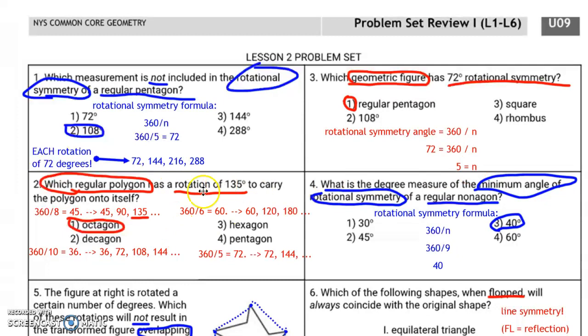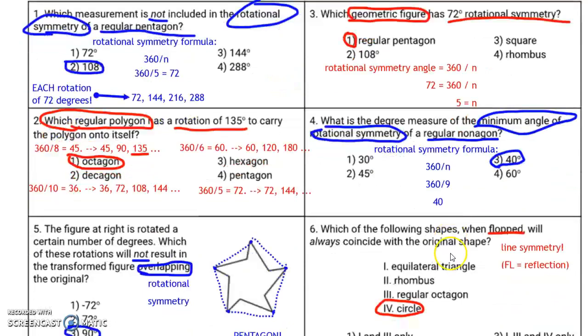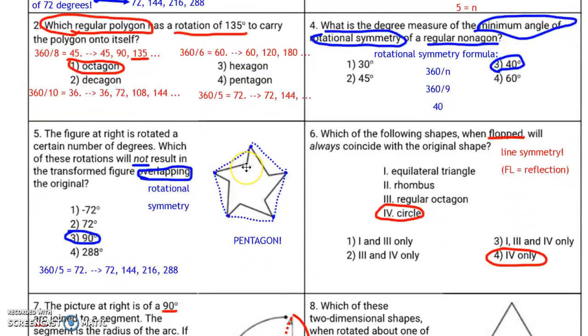Over here we did a problem where it asked us to figure out which one has a rotation of 135 degrees. So I found the rotation angles of all of these shapes by dividing by the number of sides. 135 only appeared in the octagon list. A minimum angle of rotational symmetry is the same formula that we used before, 360 over n. Nonagon's got 9 sides, so I divided by 9. Here, the shape looked like a cool star, but it just simplified to be a pentagon. It was a fairly regular shape with 5 sides there.